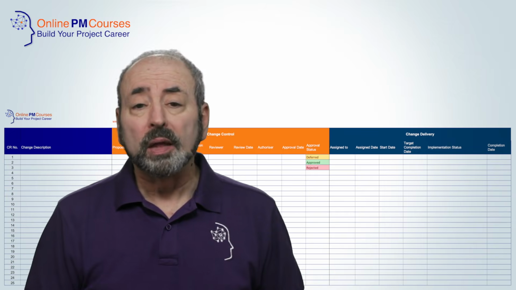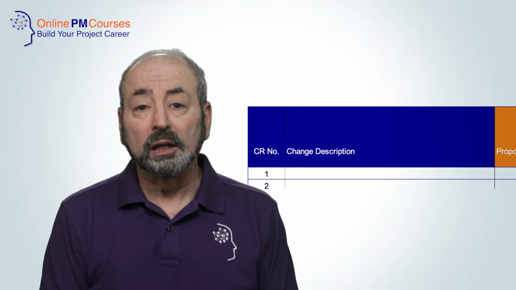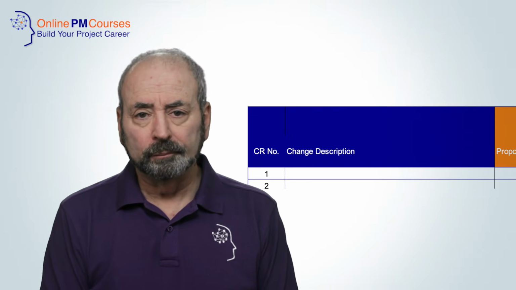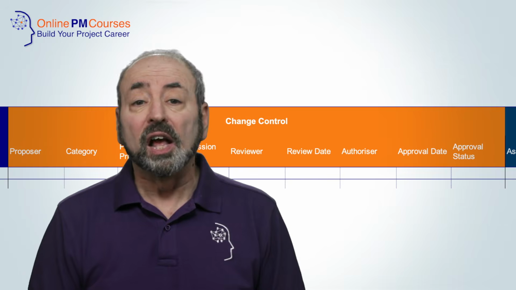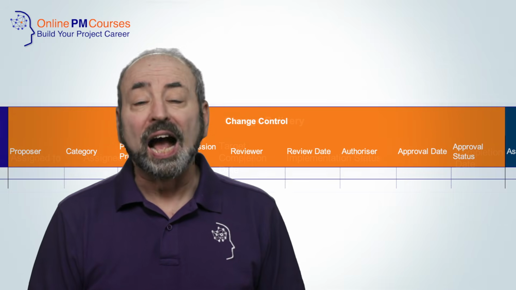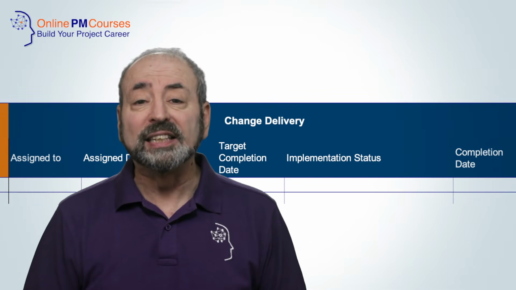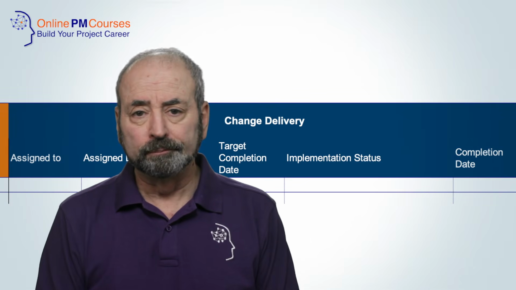It's a table that I've divided into 3 sections. The first covers basic information. The second covers the governance process for the change requests. And the third covers the implementation process once a change request has been approved.